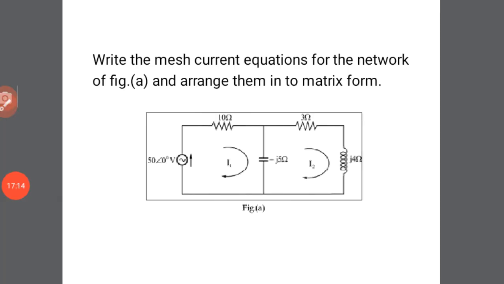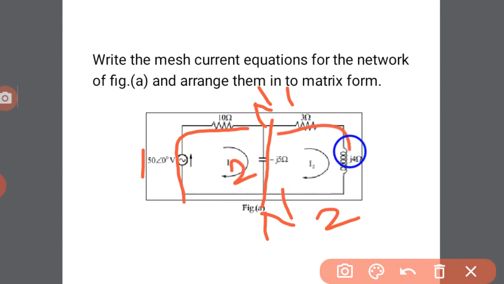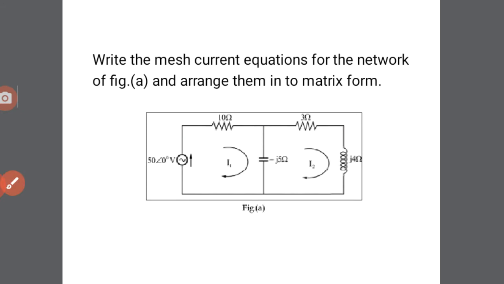The number of nodes within the network is two, node 1, that is n1, and n2. The number of branches between n1 and n2: the series connection of voltage and resistor is branch 1. Next, between n1 and n2 is the second branch. Next one is the third branch. The number of mesh equations required is equal to the number of branches minus the number of nodes plus 1. So 3 minus 2 equals 1, plus 1, that is 2 mesh equations to be required.